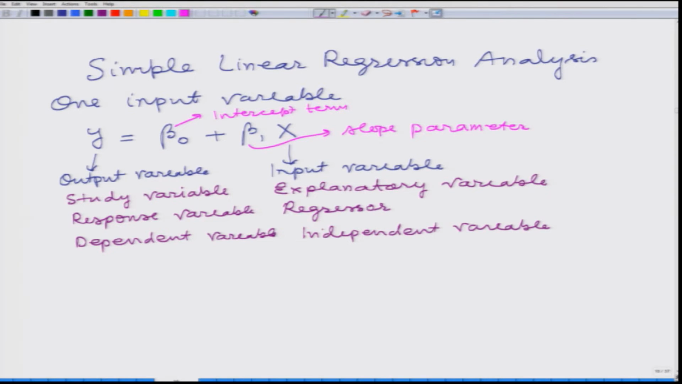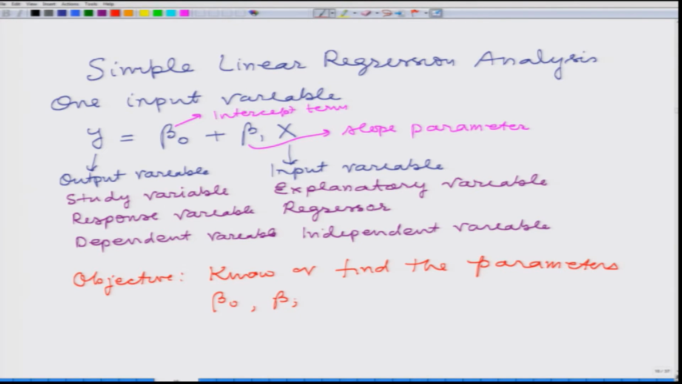The question is how to know this model. We had discussed earlier that a model is nothing but a function between the output and input variables. And when I say I want to find out the model, that is equivalent to saying that I want to find out the parameters of the model. So, once I say that I want to know the model, our objective is to know or find the parameters. Up to now we have defined two parameters, beta 0 and beta 1. There can be some other parameters also that we will see later on as we move further.